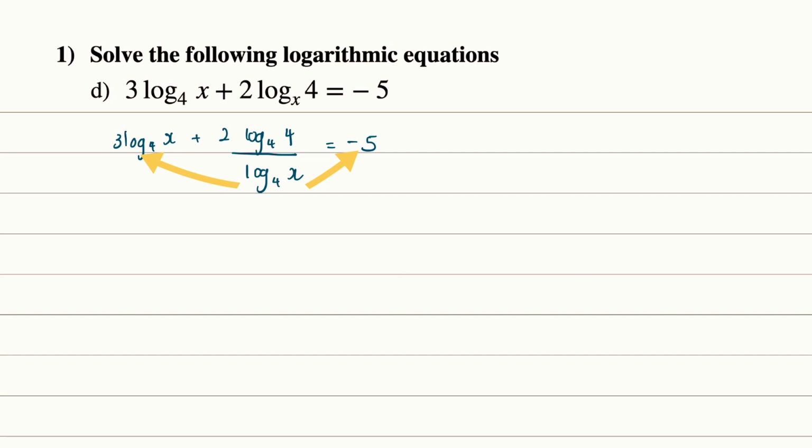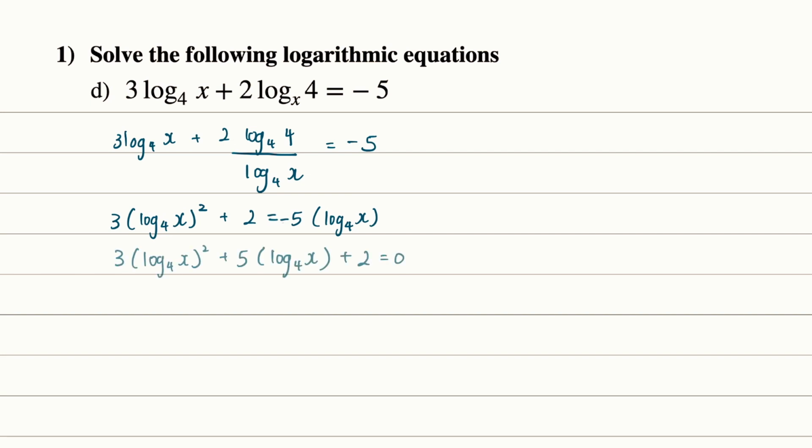So this will give us 3 log to the base 4 of x, the whole thing squared, plus 2 because log to the base 4 of 4 is 1, and is equal to minus 5 log to the base 4 of x. Let's rearrange this equation to give us 3 log to the base 4 of x, whole thing squared, plus 5 log to the base 4 of x plus 2 equals 0. At this point, it resembles a quadratic equation. So let y equal, you guessed it correctly, log base 4 of x.